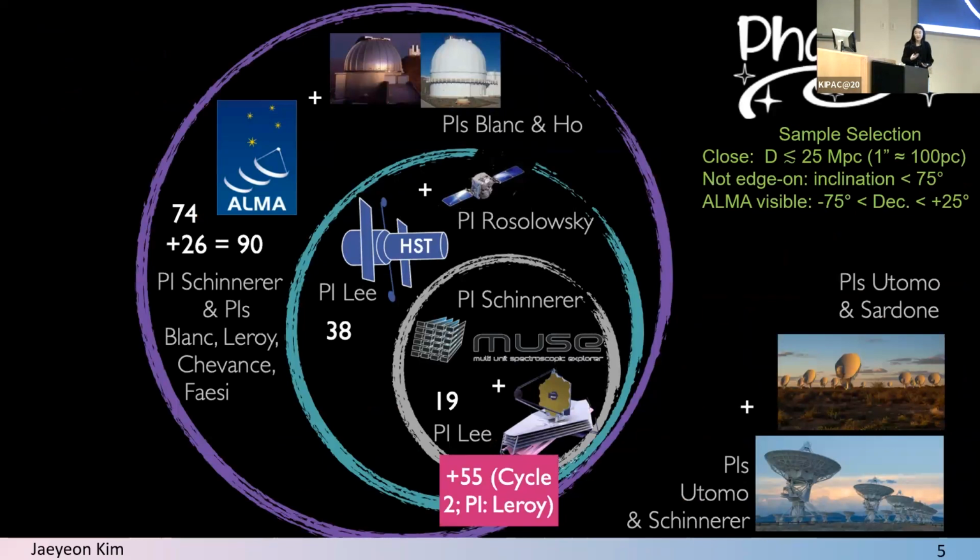We are very close, redshift 0.0, with distances less than 25 megaparsecs. And we try to focus on galaxies that are not so edge on because we want to see the disk of the galaxies. So the inclination cutoff is about 75 degrees. And because we are using ALMA, it has to be ALMA accessible. So basically, we are observing almost all the galaxies that are ALMA accessible and nearby.